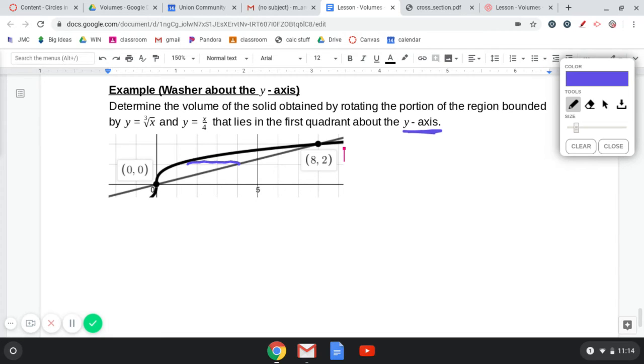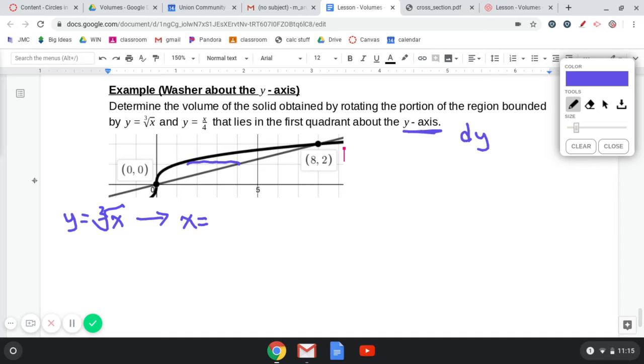And so this y-axis means that we're going to integrate with respect to dy, which means that all of our functions have to be written as x equals something. So this y equals cube root of x, we need to write this as something like x equals.